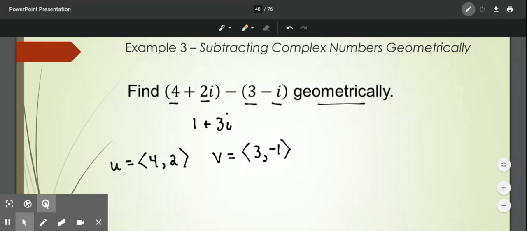And if we want to subtract v, then we need to do the opposite of v. Right? So subtracting is like adding the opposite. So you have to figure out what your components would be for the opposite of v. And the opposite of v would be negative 3, positive 1. So those are the two we're combining.